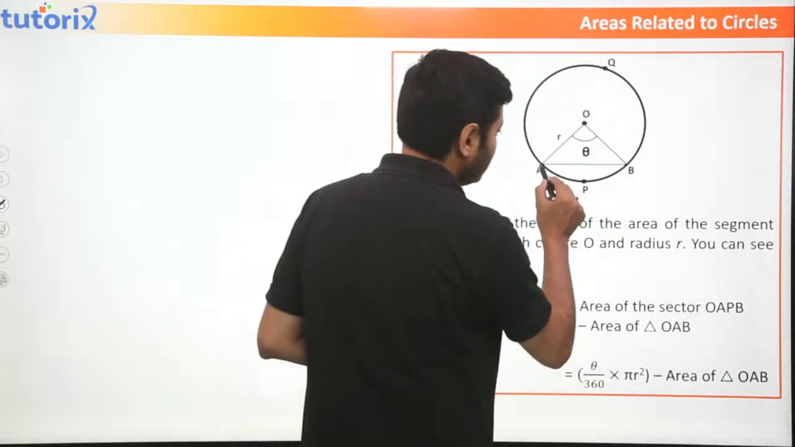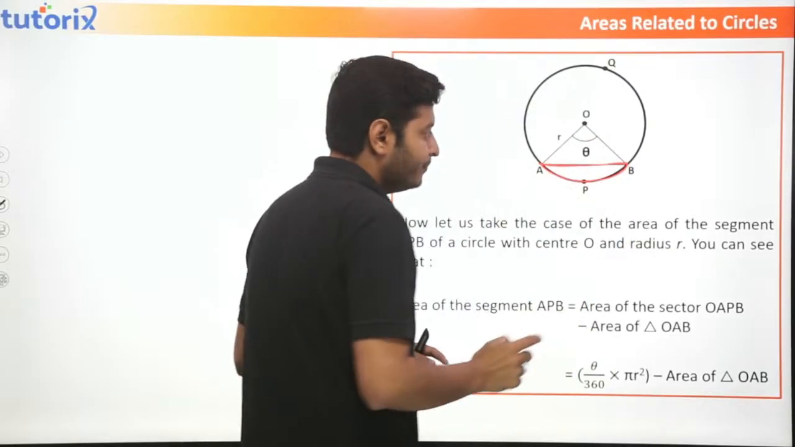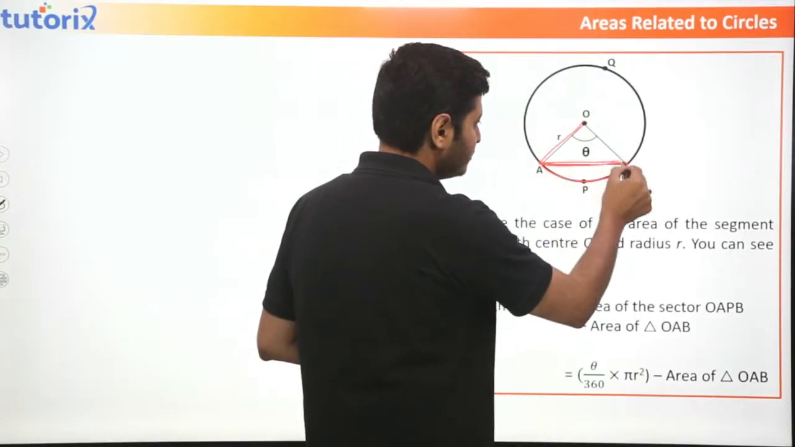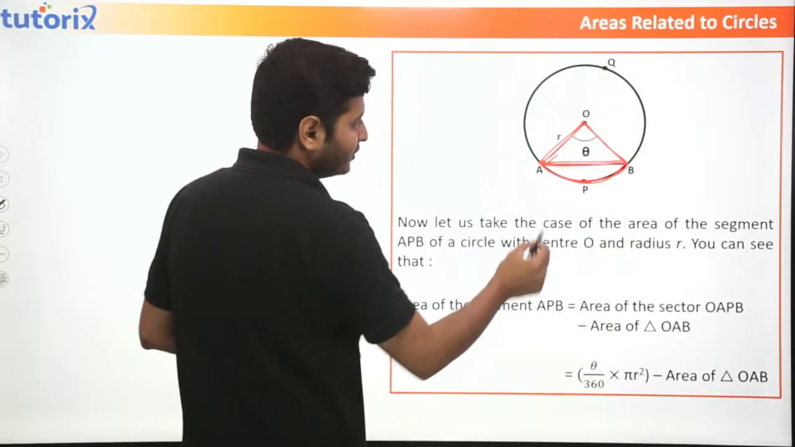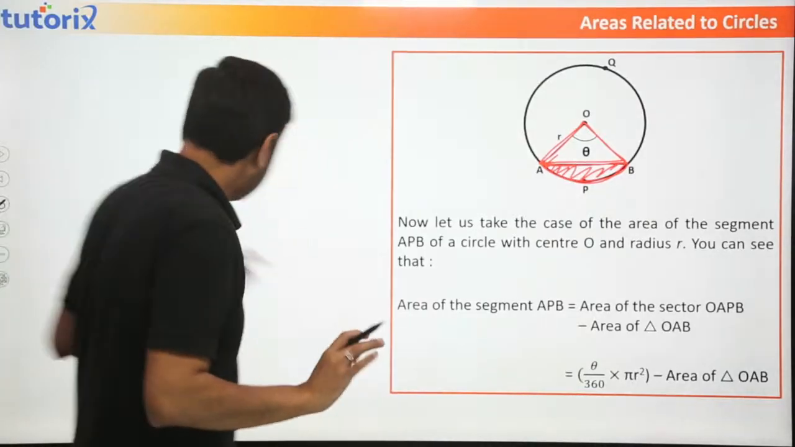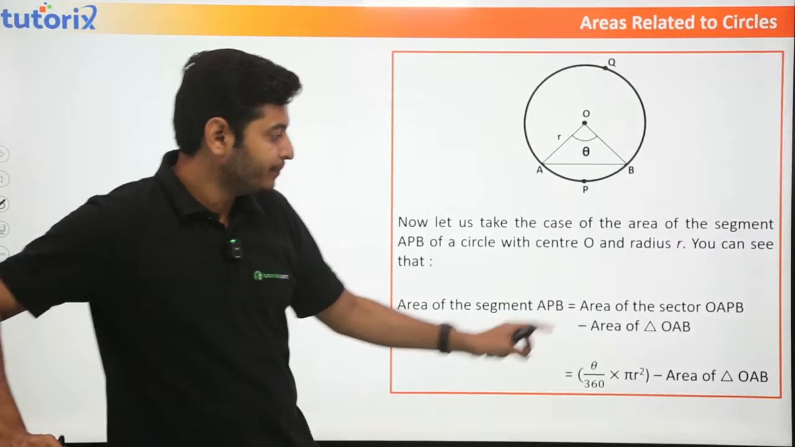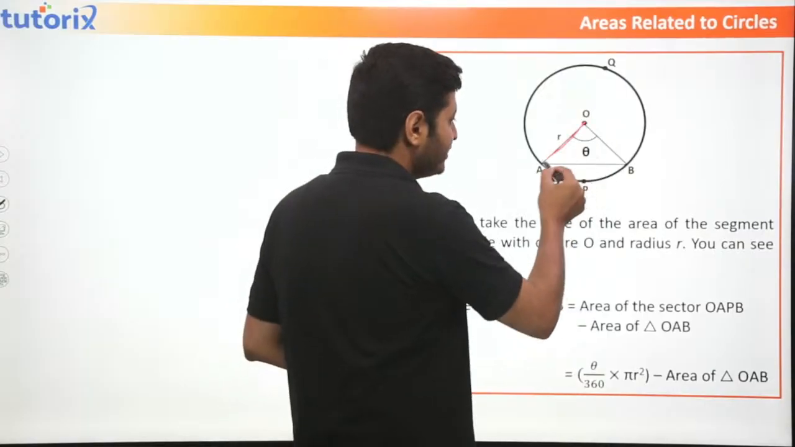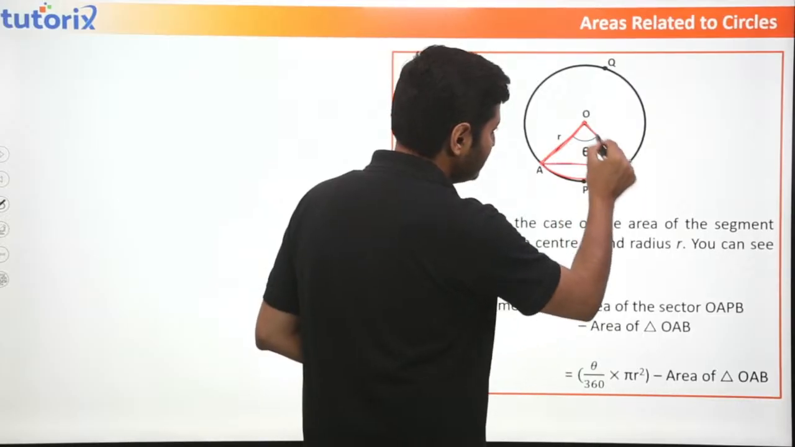First thing, look at this part. This portion is nothing but the sector with this triangle subtracted. You can see this triangle. If I subtract the area of this triangle from this sector, then I will be left with this area, this segment. So we are going to do that only. Area of any segment is always equal to area of that sector, in this case OAPB. This is the sector, and from this sector we are subtracting the area of this triangle.